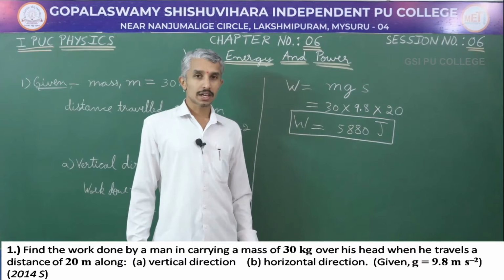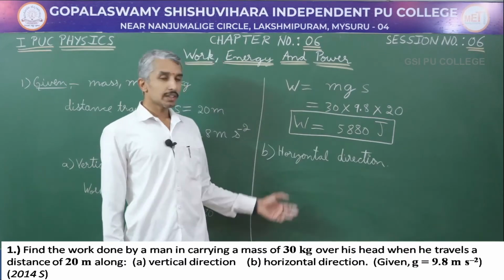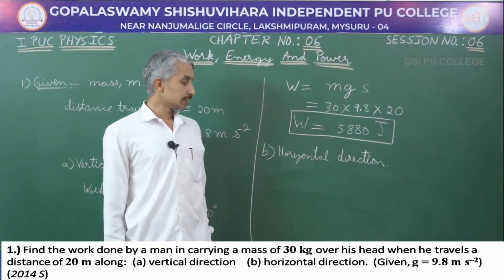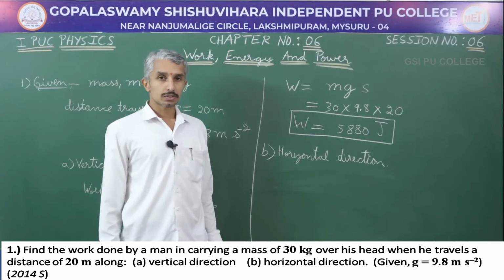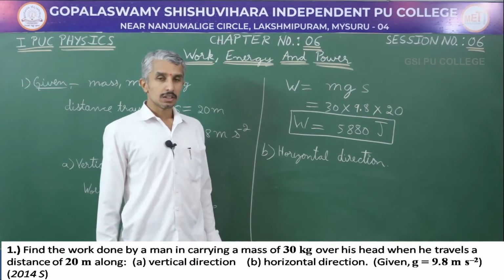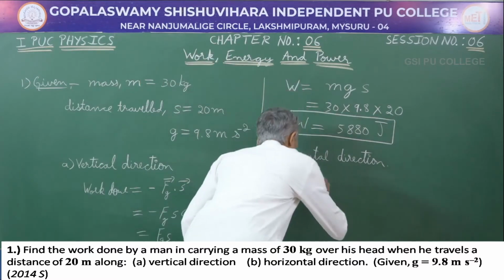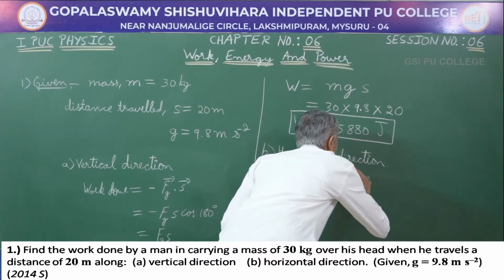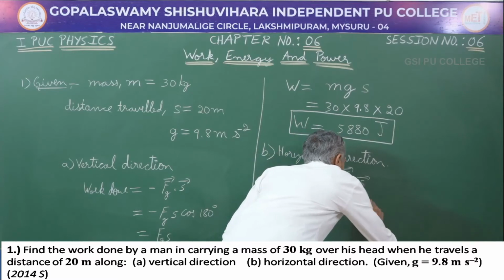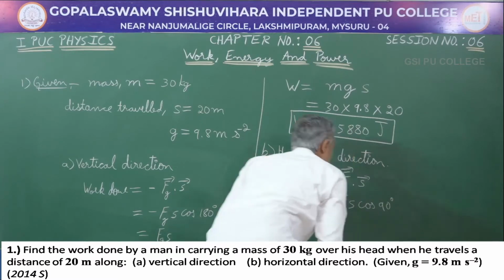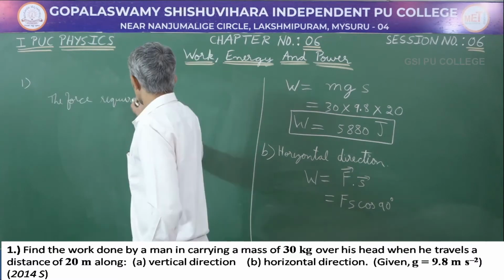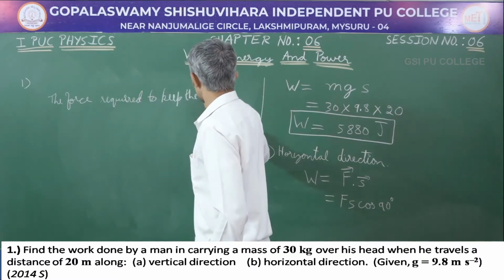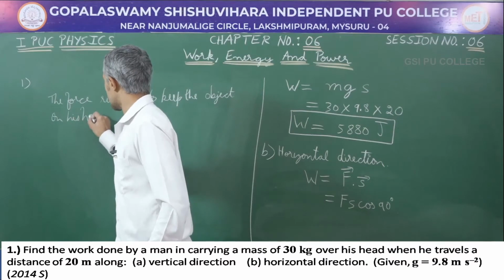What about the work done in carrying the same object horizontally? In the second case, while he is travelling horizontally, he is applying a force which is equal and opposite to the gravitational force to keep the object on his head, while his displacement is perpendicular to the force applied. Therefore, the work done here, which is given by F dot S, is going to be Fs cos 90 degree.